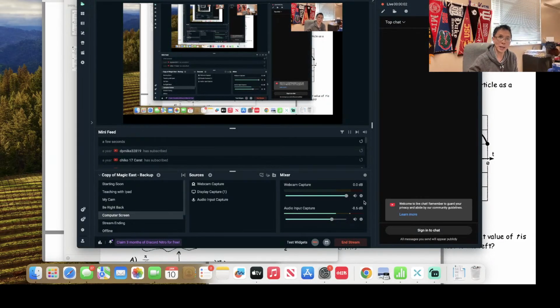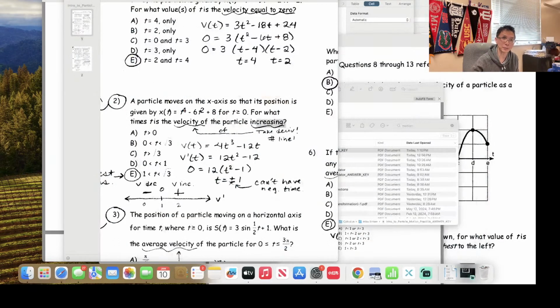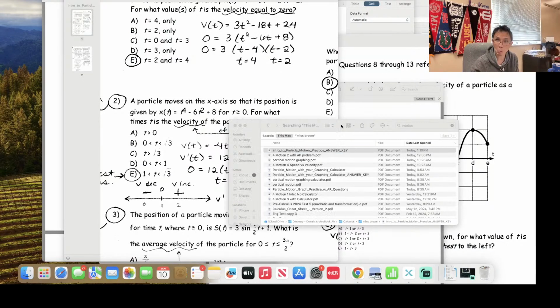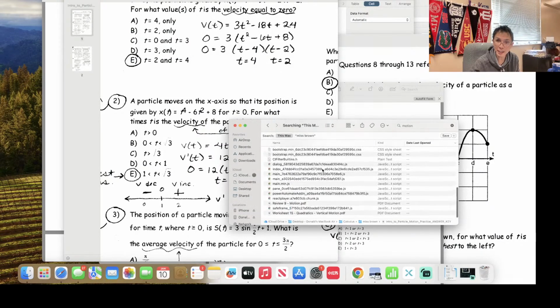Okay, so one of your homework questions, which is the second worksheet, which is the speed versus velocity one. Let me see.